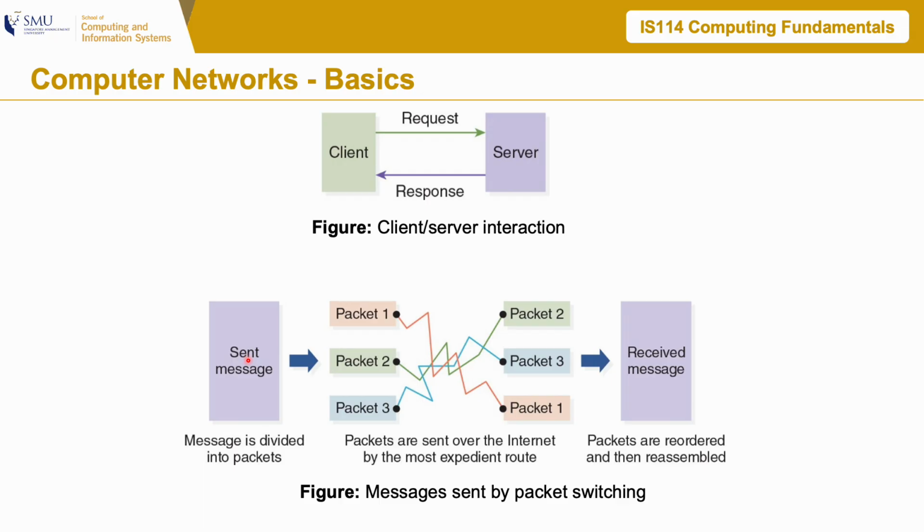When data travels across a network, it's not sent as a whole message. It's broken into smaller pieces called packets. This is packet switching, and each packet travels independently and can take a different route to its final destination.